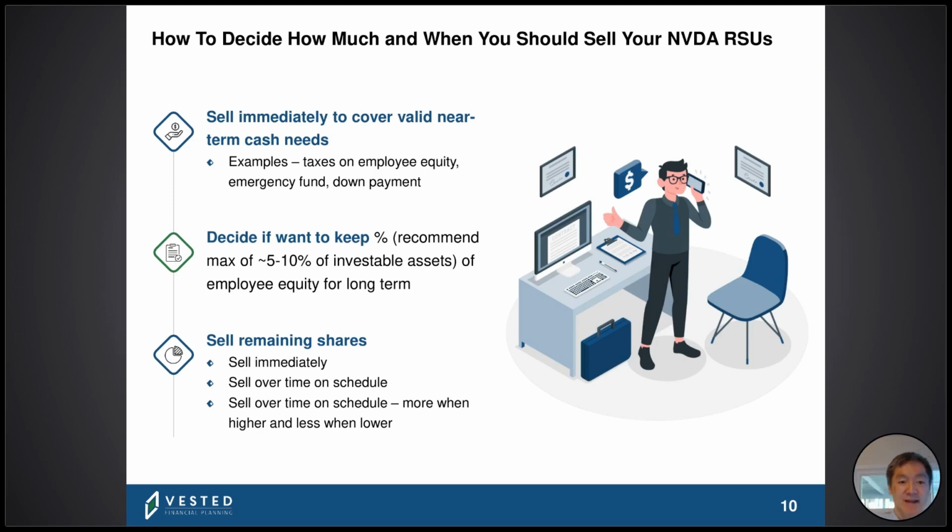After you decide that, then you have some percentage left over. So let's say you decide I'm going to set aside 10%. Now you have 90% remaining to sell. There are 3 ways of selling. One, the simplest is sell immediately. So you sell everything right away.